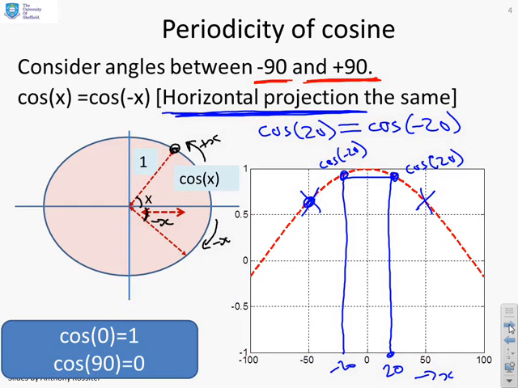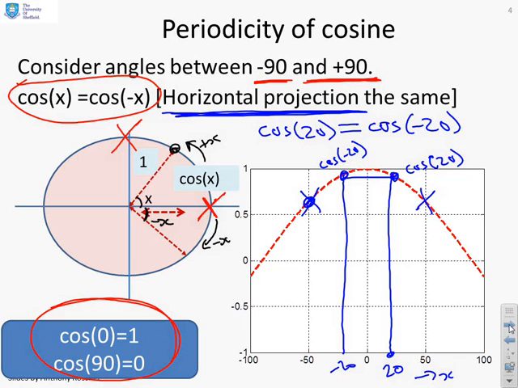And so we end up with a general observation that cos x equals cos of minus x. Now, two values which are important to notice I've put down here in the bottom left hand corner of the screen. If you take an angle of 0, that's going to put you here, then clearly the horizontal projection is 1. If you take an angle of 90, which is up here on the circle, then clearly the horizontal projection is 0. So you get cos 0 is 1 and cos 90 is 0.